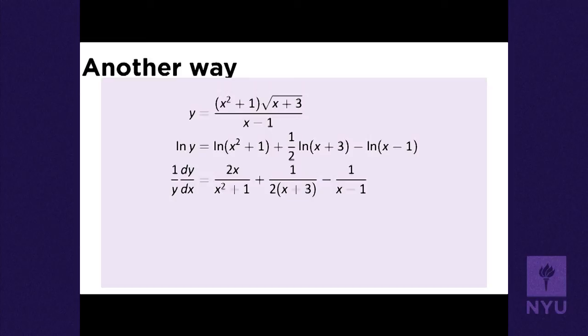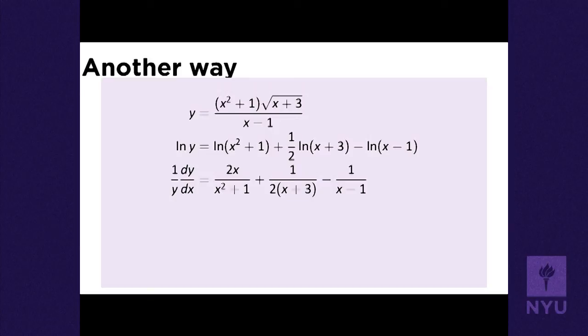The derivative of the natural log of x squared plus 1 is 1 over x squared plus 1 times the derivative of x squared plus 1. That's why we get this 2x. The derivative of 1/2 times the natural log of x plus 3 is 1/2 times 1 over x plus 3. The derivative of natural log of x minus 1 is 1 over x minus 1. That minus comes from the quotient, and it stays here in the derivative.